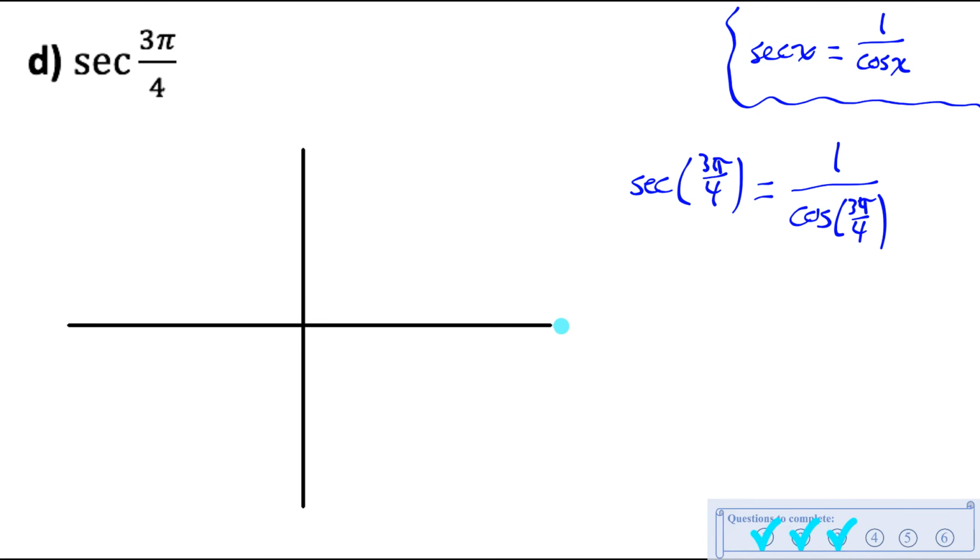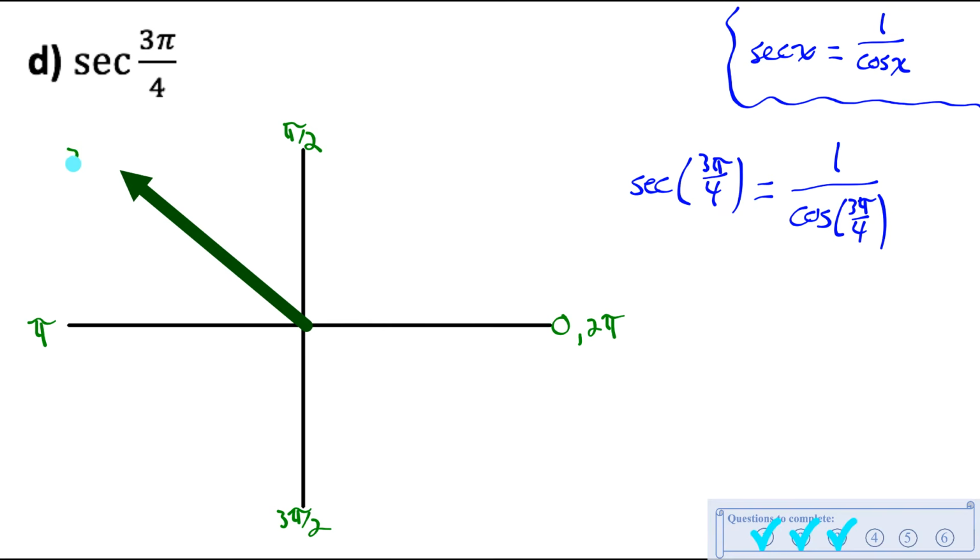So let me label the angles on the Cartesian grid. Let me draw my terminal arm. So rotating 3 pi over 4, that would be between a half a pi, right? Half pi is 2 pi over 4, and a full pi is 4 pi over 4, so 3 pi over 4 is going to be halfway between there, so it's in quadrant 2, right about here.